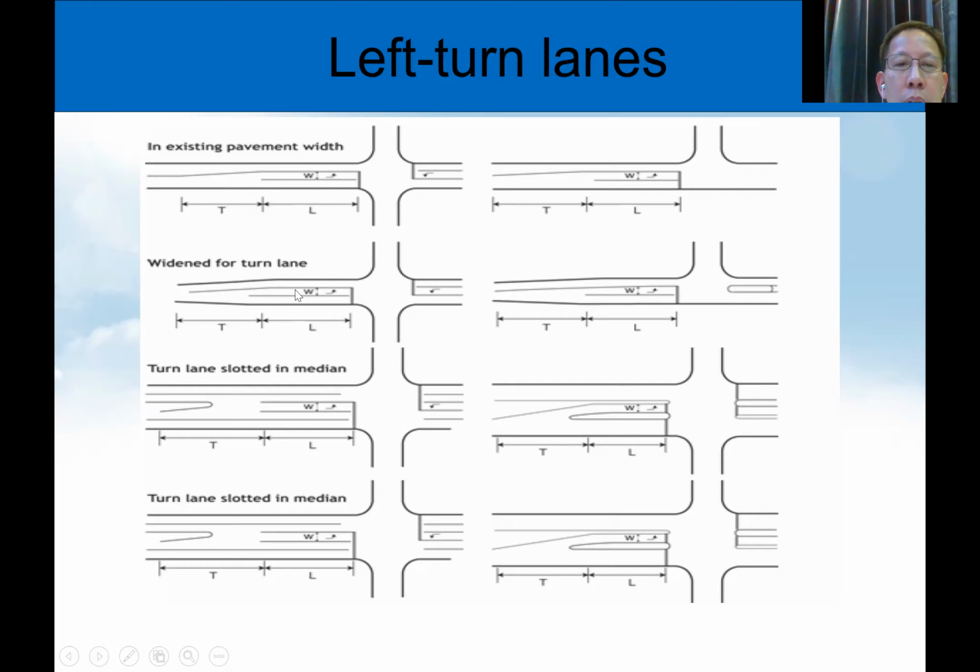This is also the same, but a slightly different design of the main road. This is a 2-lane road. This one has a slot for the median. This is a median. This one has no median. So they put the median out a little bit and keep the space for the auxiliary lane for the left turn.